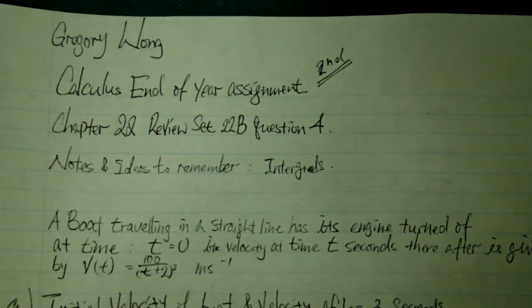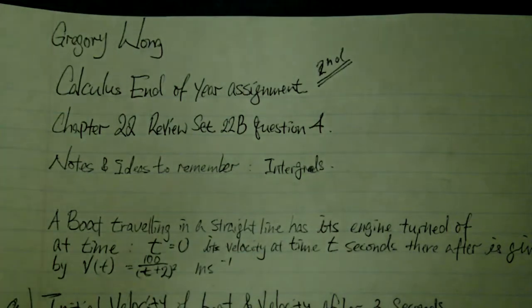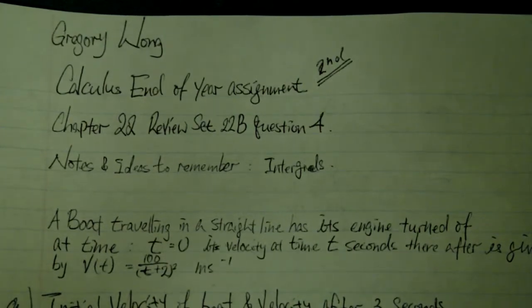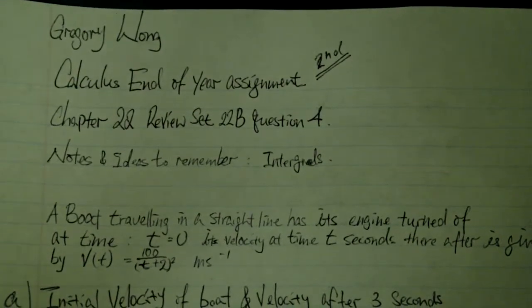Today we'll be talking about Chapter 22, Review Set 22B, Question 4. Things you need to know before that are integrals and antiderivatives, like finding displacement from velocity. Anyways, let's start. A boat traveling in a straight line has its engine turned off at time t equals 0.